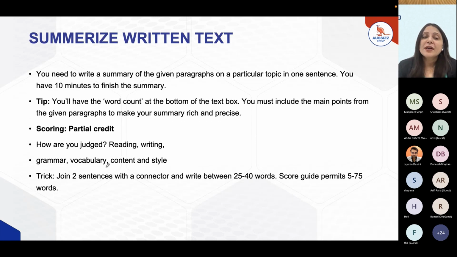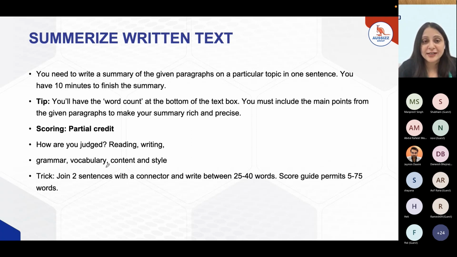Next, we are moving on to the questions for writing. The writing section contains 2 tasks. Summarize written text, where you need to write a summary of a paragraph. You are given a paragraph, but your summary should be in one sentence only.